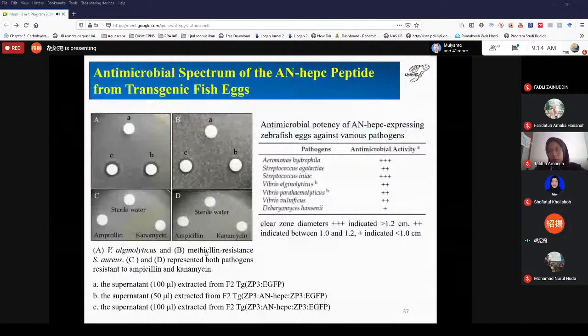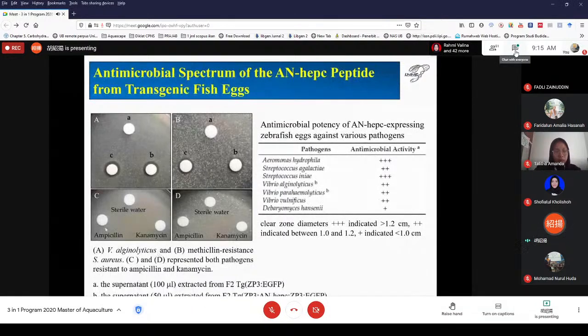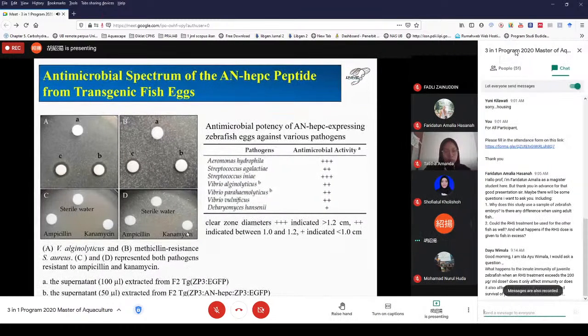First, I check the antimicrobial spectrum. Okay, you can see here that A is Vibrio vulnificus, and B is Vibrio, an antibiotic resistant pathogen. So you can see both pathogens are antibiotic resistant. If you use ampicillin or kanamycin, it's not useful. Antibiotics cannot kill both pathogens.